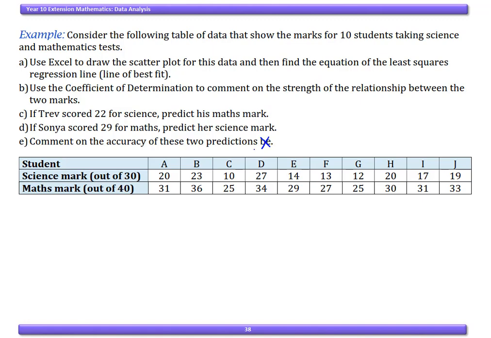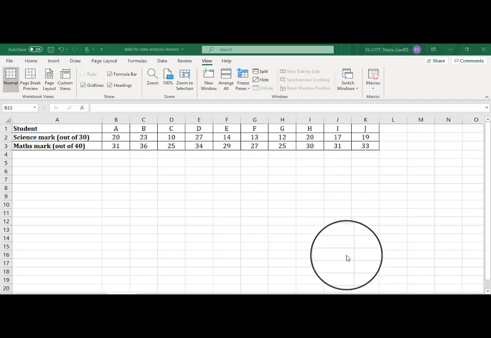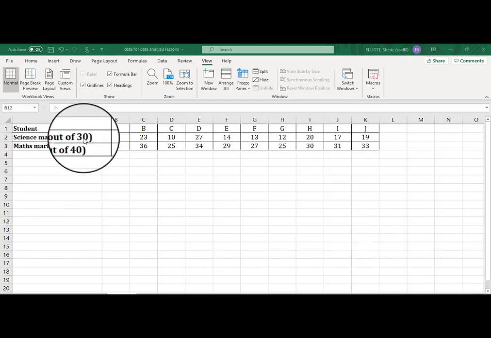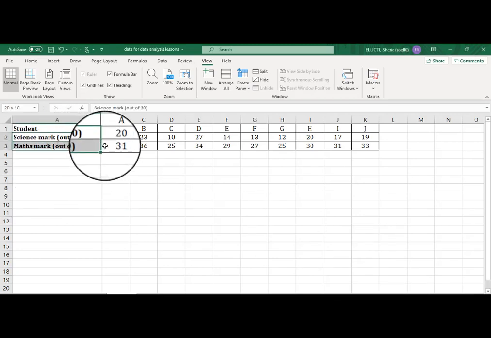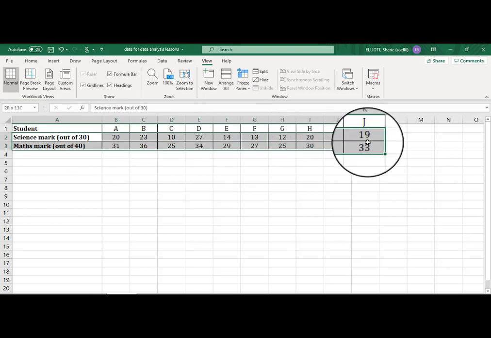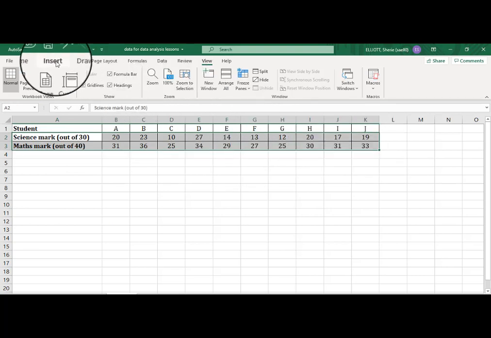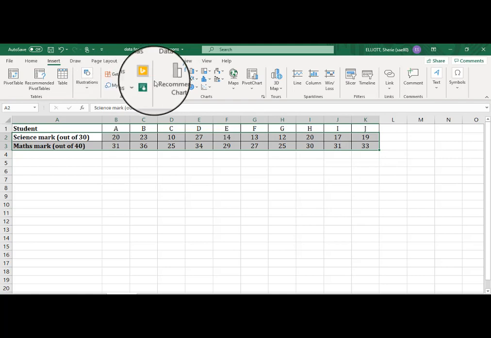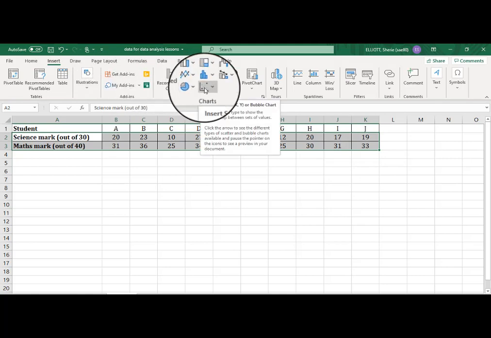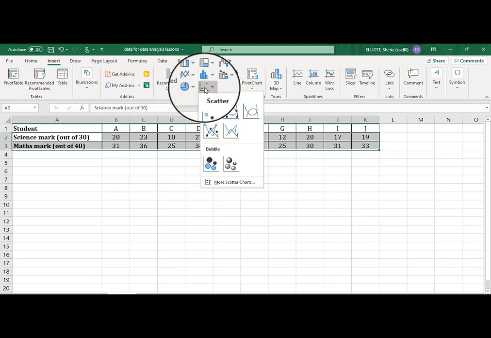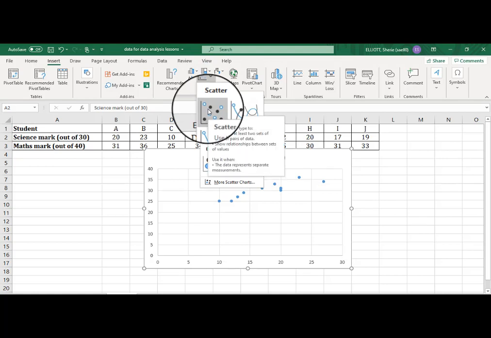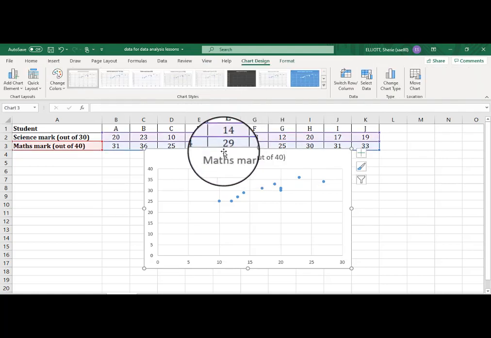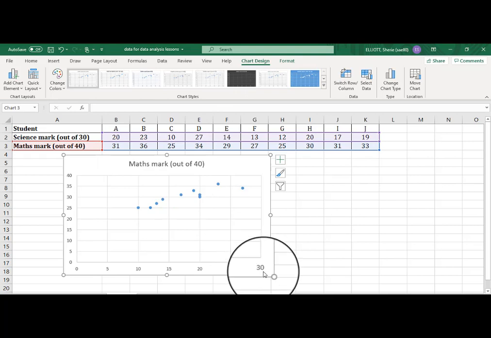So let's go to Excel and work this stuff out. Now you can see my data sitting here, and I want to create a scatter plot. So I highlight those two rows and I go Insert, and you should see Charts. You want a scatter plot. So choose a scatter plot without the line. So there's my scatter plot. I'm just going to move that across so you can see that better.